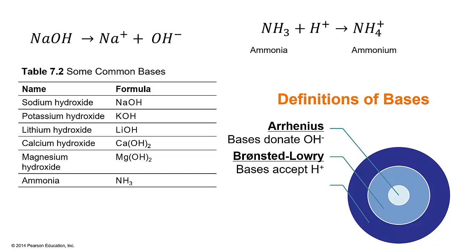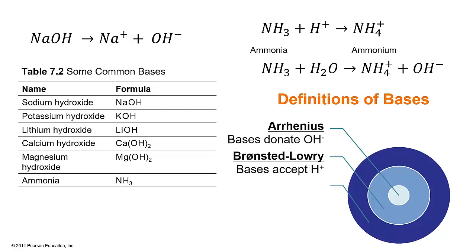But how can it then also be classified as Arrhenius? It doesn't work that way. Everything that is Arrhenius, so if you're in the center of the circle, you're also considered a Bronsted-Lowry base. But things that are not Arrhenius, but only Bronsted-Lowry, are things such as ammonia that could produce hydroxide if reacted with water. And that's what you see in this reaction here.